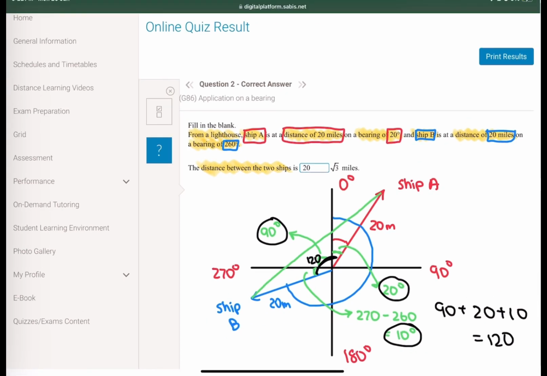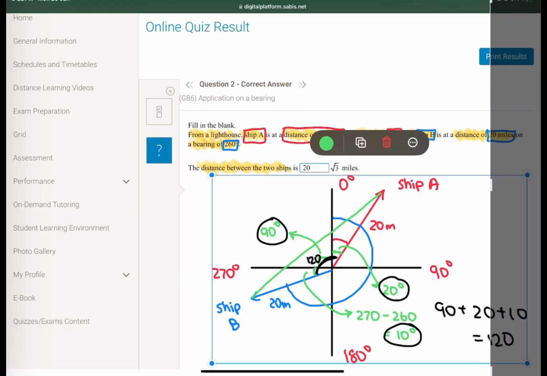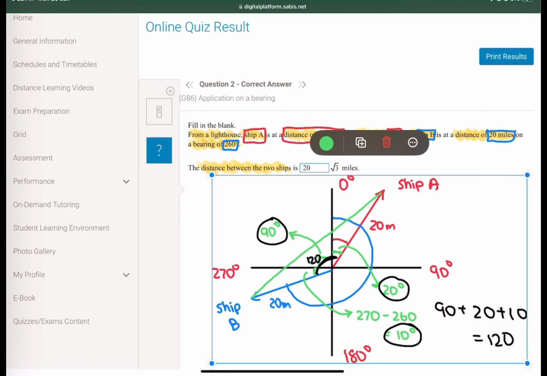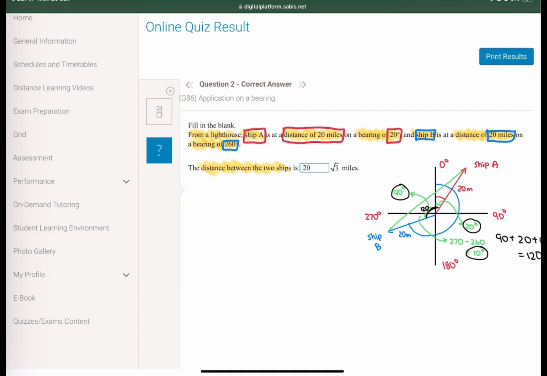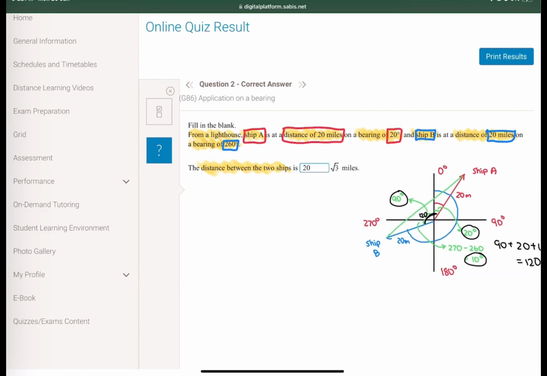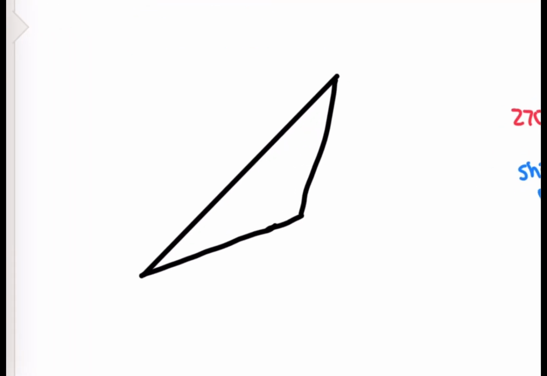Now I'm going to move this graph to the side and redraw this triangle, just so it's a little bit more clear and easy to understand. So that's what our triangle looks like. Now we know that this angle is 120. We know that this side is 20 miles and this side is also 20 miles.